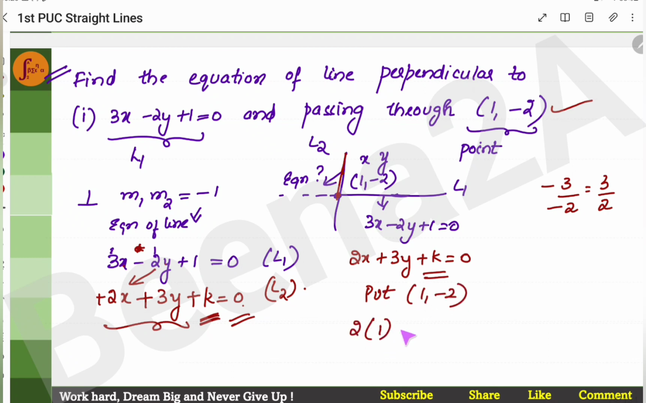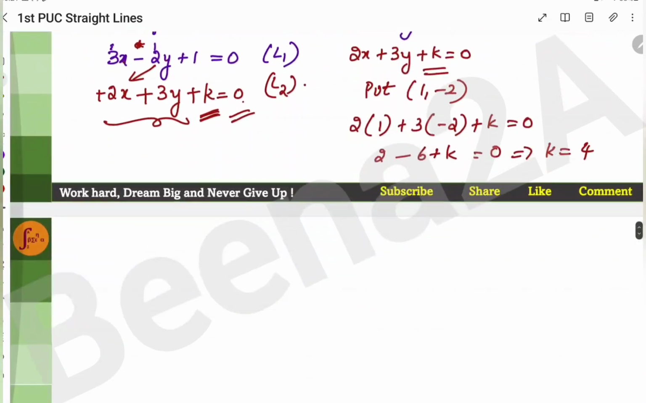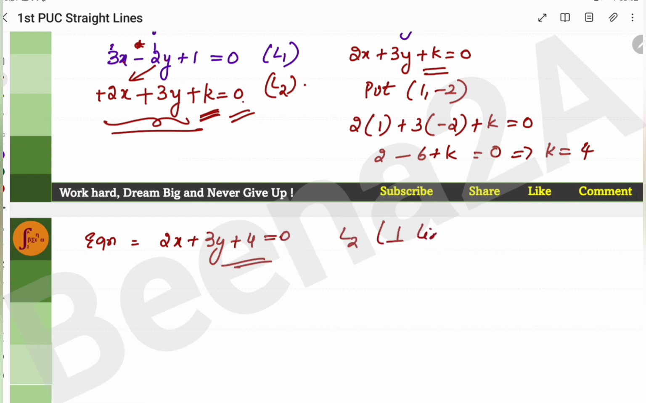It will be 2 into 1 plus 3 into minus 2 plus k is equal to 0. 2 minus 6 plus k is equal to 0. So I'll get k is equal to 2 minus 6, which is minus 4. So it will become k is equal to 4. So what will be the equation now? Take the same equation, 2x plus 3y. Instead of k, I put 4. So this is the equation of L2, the perpendicular line.